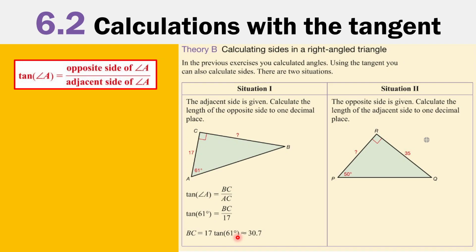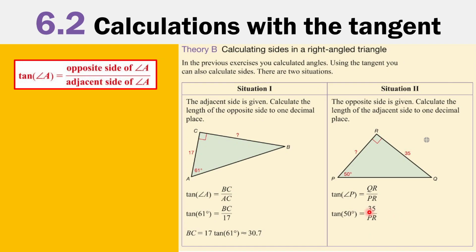Okay. But what if the opposite side is given instead of the adjacent side? Well, we can still work with that. Again, take the tangent of the angle that you know. Here we take the tangent of angle P, because we don't know Q. The tangent of angle P is equal to the opposite side QR divided by the adjacent side PR. If I now fill in what I know, I get tangent 50 equals 35 divided by PR.